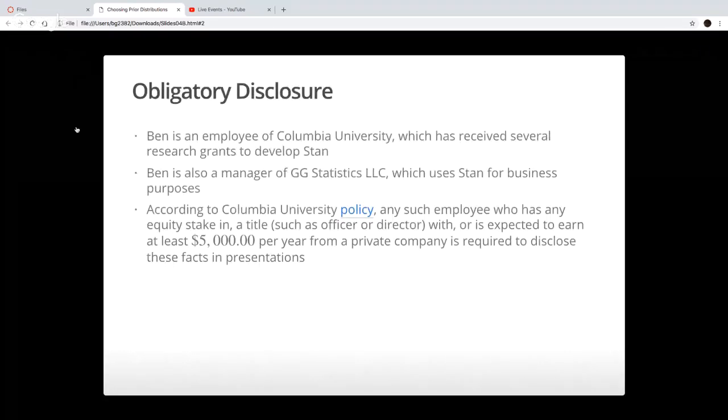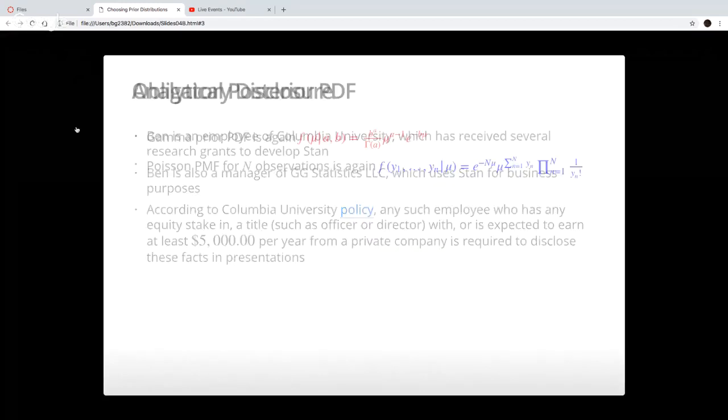So, the fact that I work at Columbia: Stan is developed mostly at Columbia with the support of a lot of research grants. I try to use Stan outside of Columbia, and that creates the appearance of a conflict of interest.